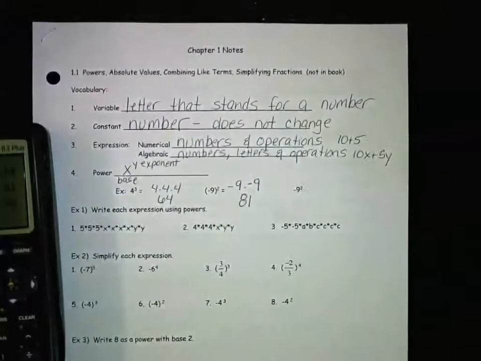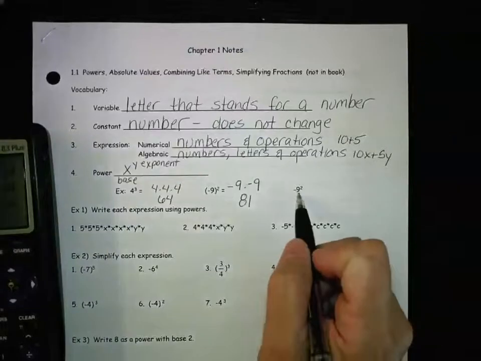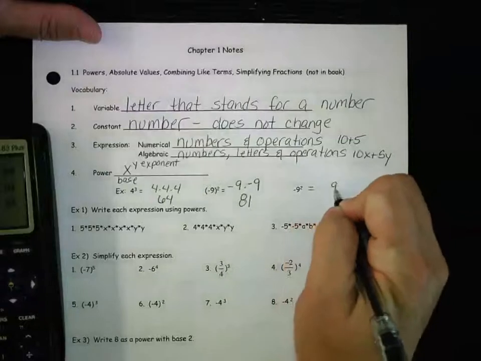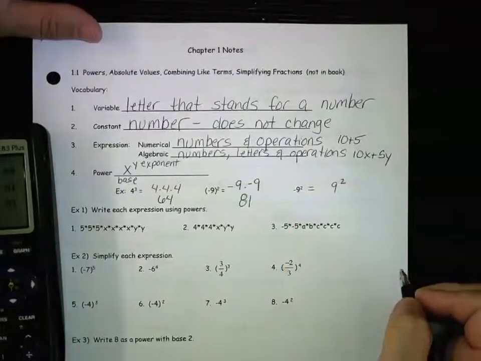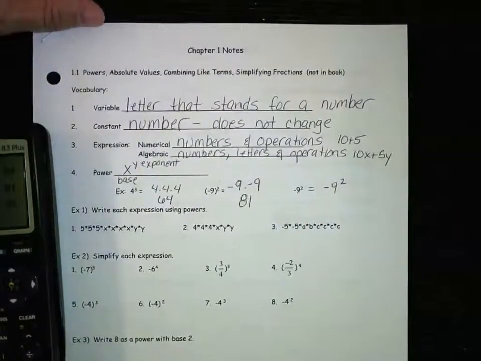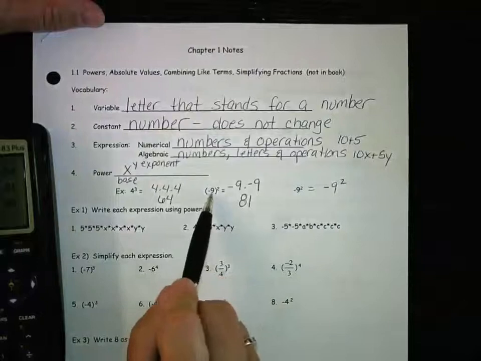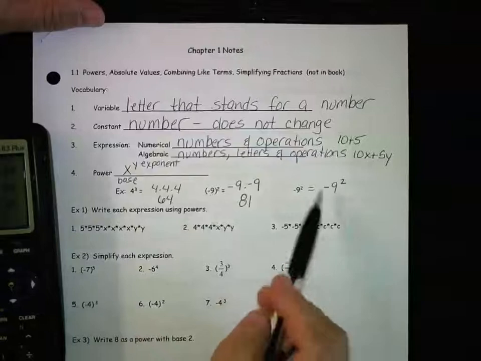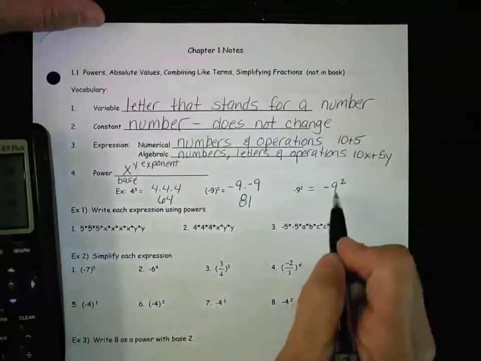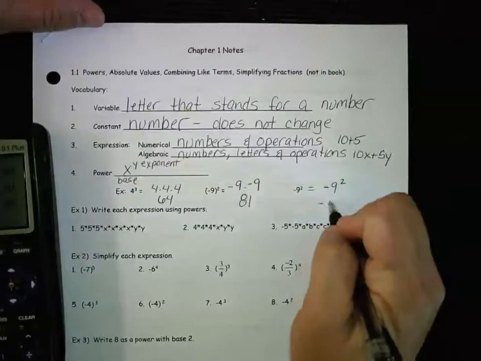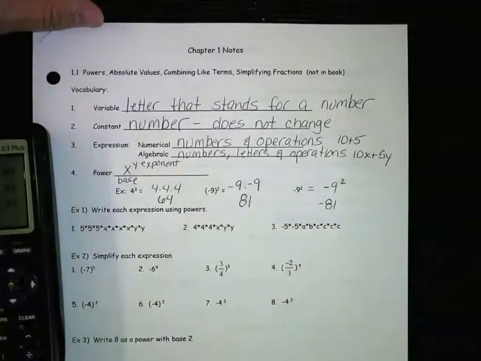Now this third one here might be a little bit different than you've learned it in the past. You need to do your exponents first. So this actually means 9 squared, 9 times 9, which is 81, and then you put the negative in front of it. This one had the parentheses around it, so it was -9 times -9. And with this one, according to the order of operations, you do 9 squared, which is 81, and then put the negative in front of it.